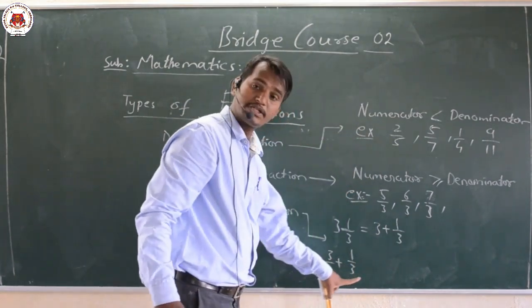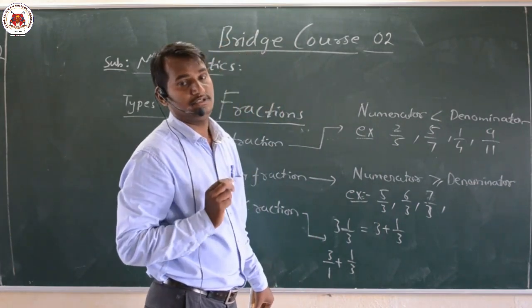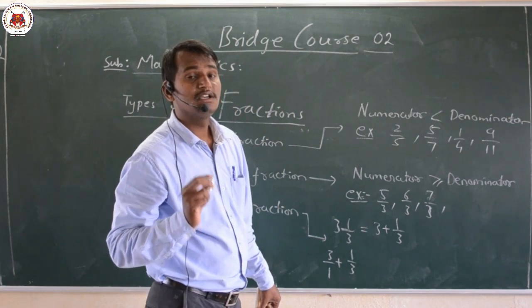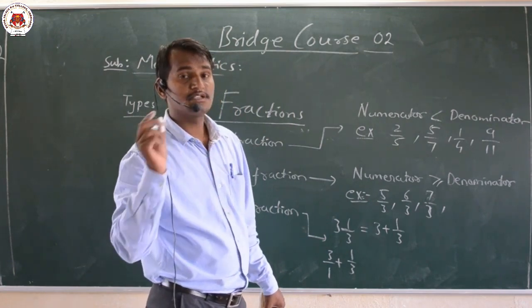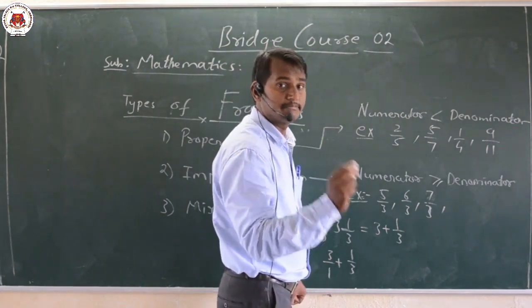If you are adding two fractions, what do you have to do? You have to take the LCM first. What do you mean by LCM here? LCM means least common multiple.